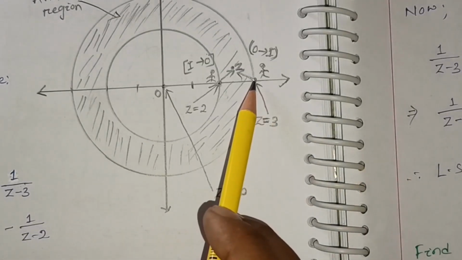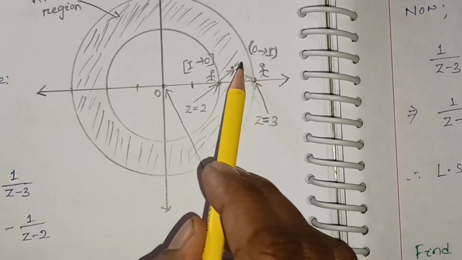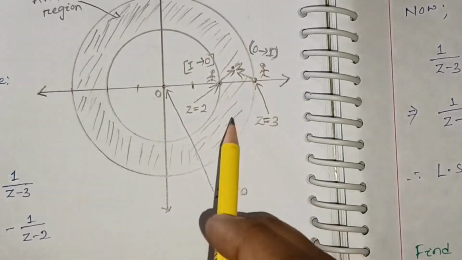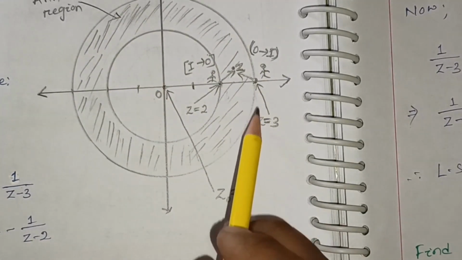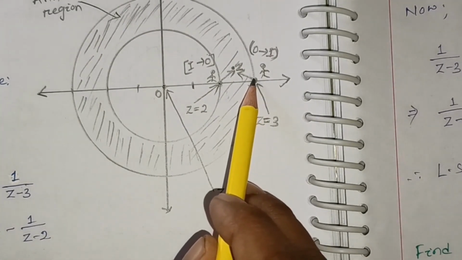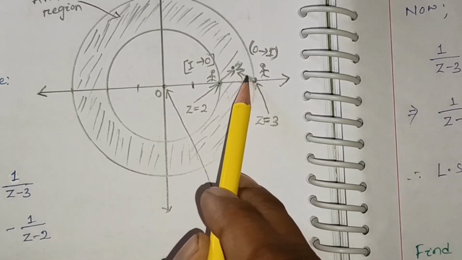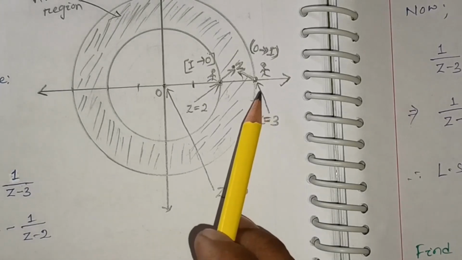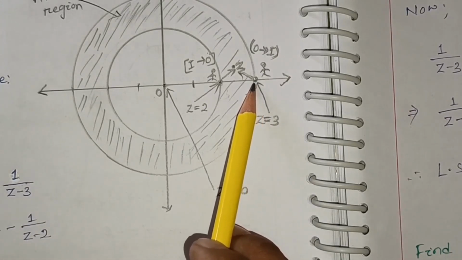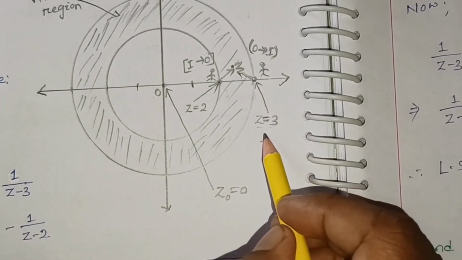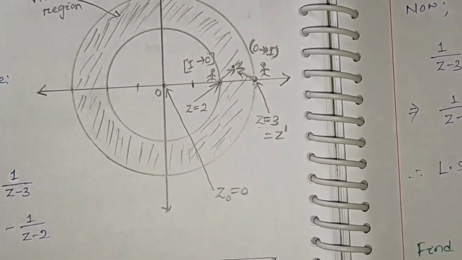So if I'm going to move inside this region, suppose a point Z is here and I'm moving from the circumference of this surface, that means Z dash, this point Z equal to 3 is on this surface, and moving from this point to this point means out to in situation. So out to in, where I'm moving from, I'm moving from Z equal to 3. So this Z equal to 3 is nothing but your Z dash. Got it? Okay.